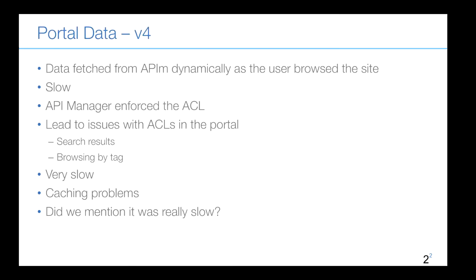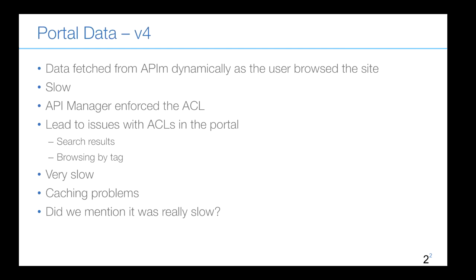So, ploughing on. The way that the portal used to get its data in V4 was slow. As the user browsed the site, it would dynamically go off and hit API Manager's portal REST APIs, grab some content, bring it back, stick it in the portal database, and then serve it up to the browser. And that was all a bit slow, and it caused huge problems on the API Manager side. The portal in V4 worked really well as a denial of service attack against the API Manager clusters because of the amount of requests we could make.